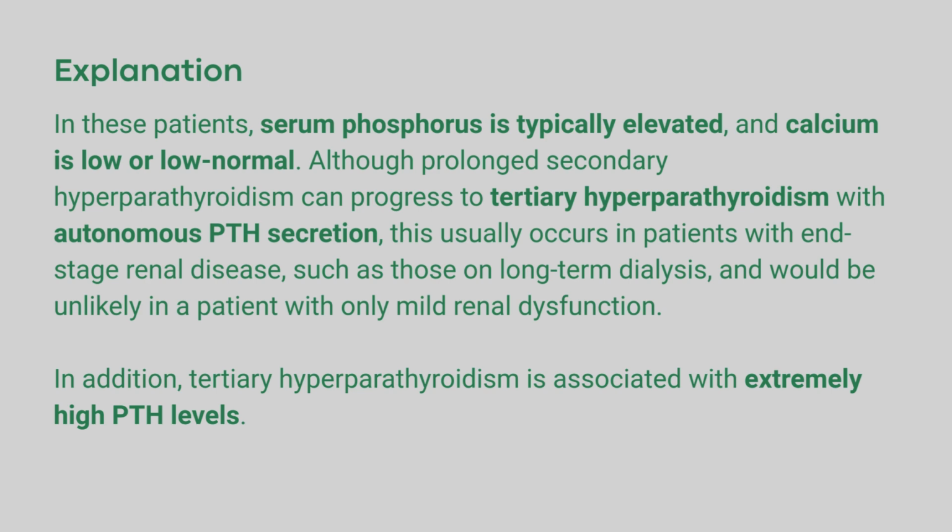Although prolonged secondary hyperparathyroidism can progress to tertiary hyperparathyroidism with autonomous PTH secretion, this would usually occur in patients with end-stage renal disease, such as those on long-term dialysis, and would be unlikely in a patient with only mild renal dysfunction. In addition, tertiary hyperparathyroidism is associated with extremely high PTH levels.